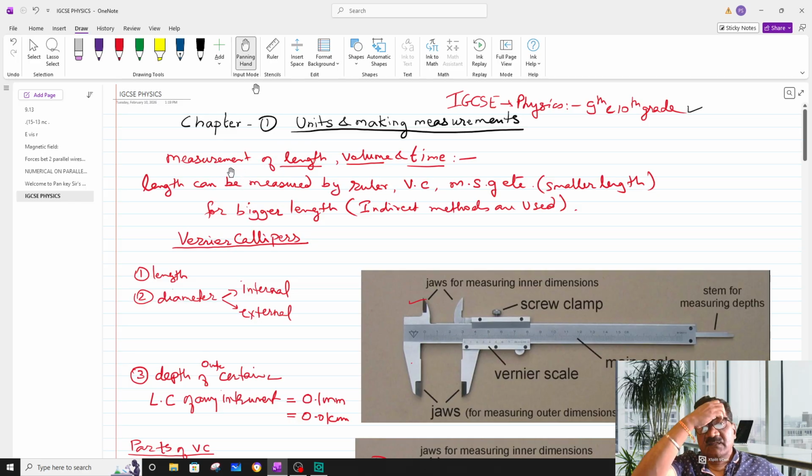I think you can see the palm, and this palm will indicate my cursor, so you'll understand where I am on the screen. So, measurement of length, volume, and time. In this first chapter, we are going to deal with that only. Now, length can be measured by a ruler. It can be measured by a vernier caliper. It can be measured by a micrometer screw gauge also.